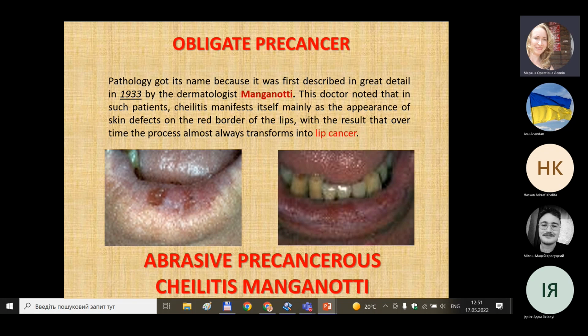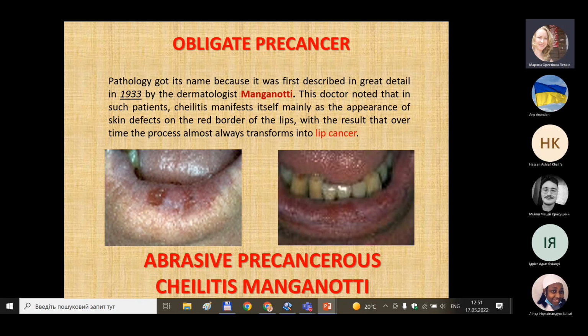So obligate precancers, and we start from abrasive precancerous cheilitis of Manganotti. This pathology got its name because it was first described in great detail in 1933 by the dermatologist Manganotti. This doctor noted that in such patients, cheilitis manifests itself mainly as the appearance of skin defects on the red border of the lips, with the result that over time, the process almost always transforms into lip cancer. Here you can see a photo. They are not good, but there is a visible pathological alteration on the lip mucosa.